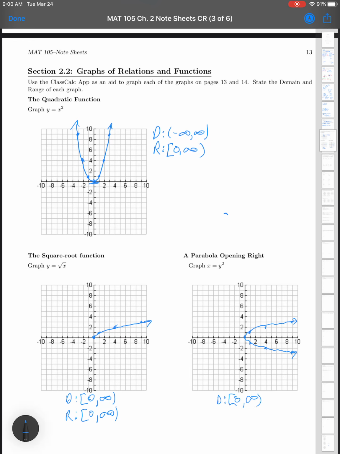And once again, this has a smallest x value because the farthest it goes to the left is 0. But then it goes to the right forever, so we'd have 0 to infinity for its domain. But the range is anything, because we have an arrow that goes up forever and an arrow that goes down forever. So this would be negative infinity to infinity.